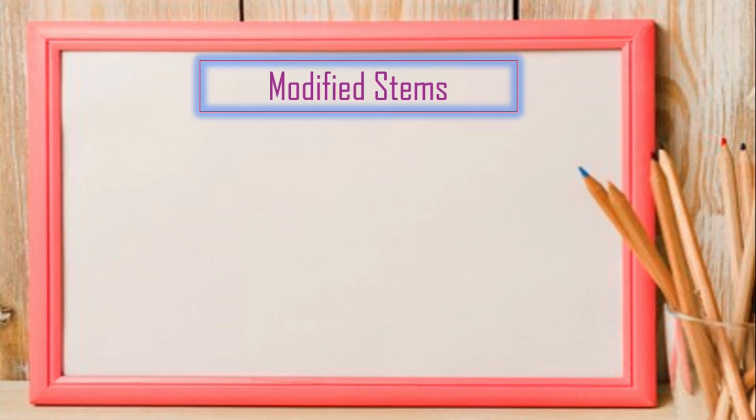Now, modified stems. We know that stems usually grow above the soil level and bear leaves, flowers and fruits. But in exceptional conditions, for performing a few special functions, stems change their position and structure. These changes are called modification of stems, and this type of stem is called a modified stem.